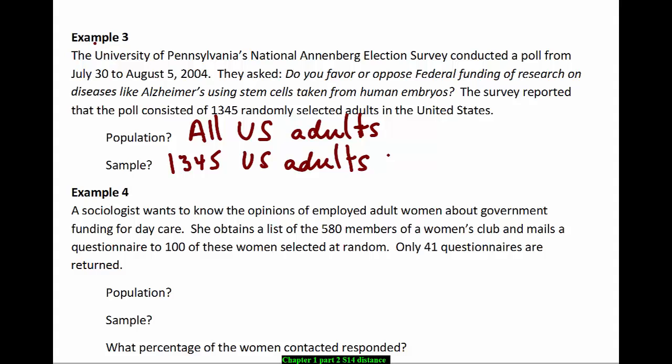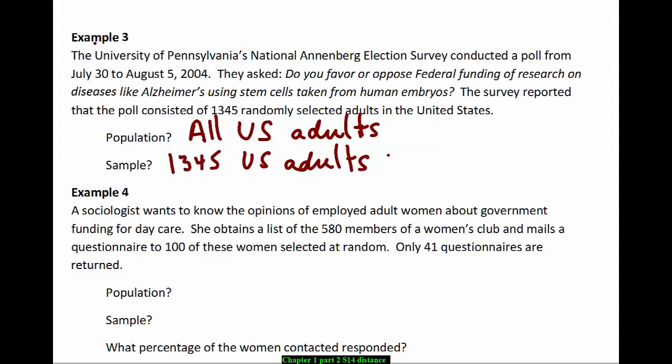Example 4. A sociologist wants to know the opinions of employed adult women about government funding for daycare. She obtains a list of the 500 members of a women's club and mails a questionnaire to 100 of these women selected at random. Only 41 questionnaires are returned. Again, we want to identify the population and the sample, and then we're going to talk about the percent of women contacted who responded, or the response rate.